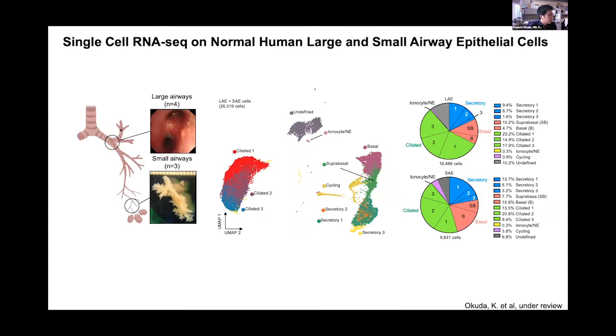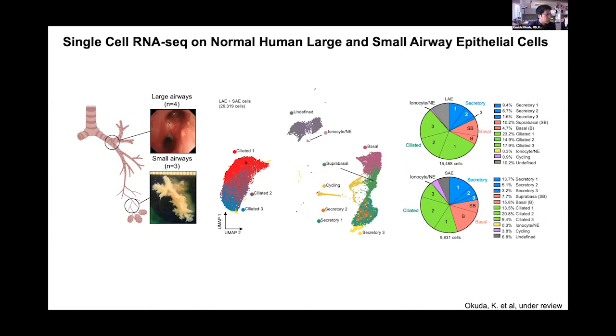What we did first: we are interested in the difference between large and small airways, so we collected large airways and small airways separately. The large airways were collected from healthy volunteers by bronchoscopy, and the small airways were obtained from lung transplant donor lungs by microdissection. This is the first single cell RNA sequence data combining large and small airway samples.